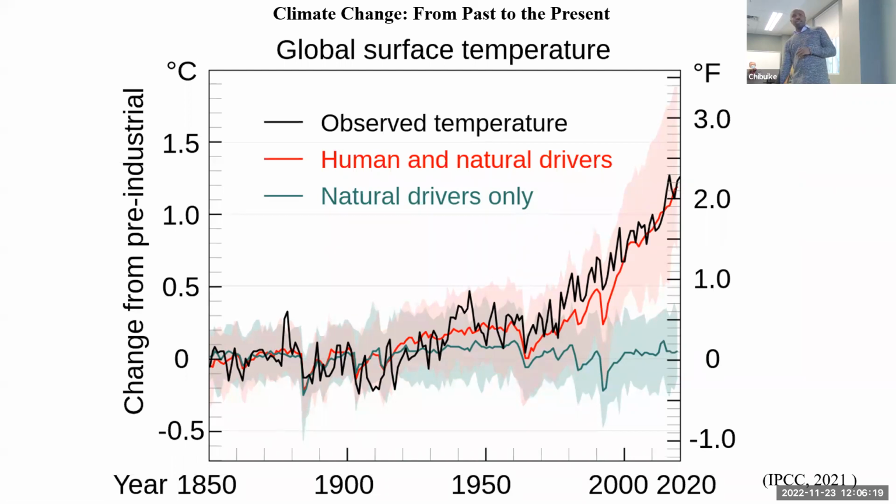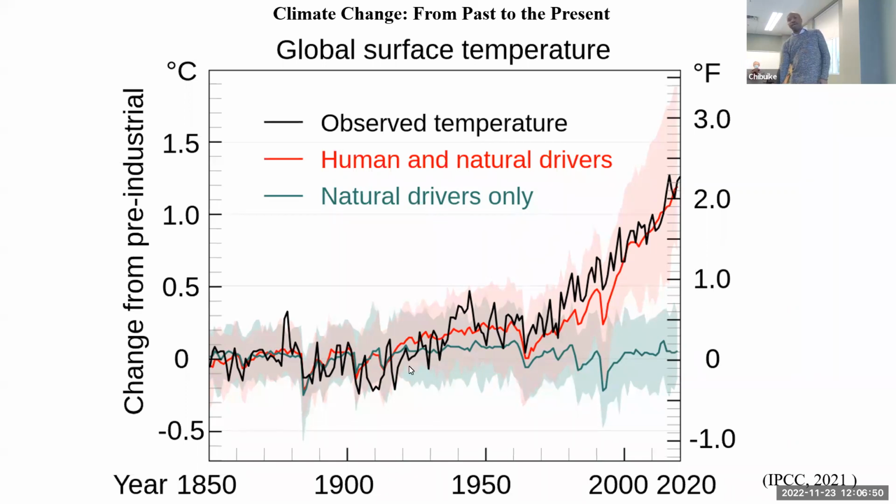And now this increase is mainly driven by human and also natural drivers. When you say human, we often think about the carbon emissions, the methane emissions, which are greenhouse gases. So they're the contributions from human sources. Now these greenhouse gases warm the earth and drive the increase in temperature.